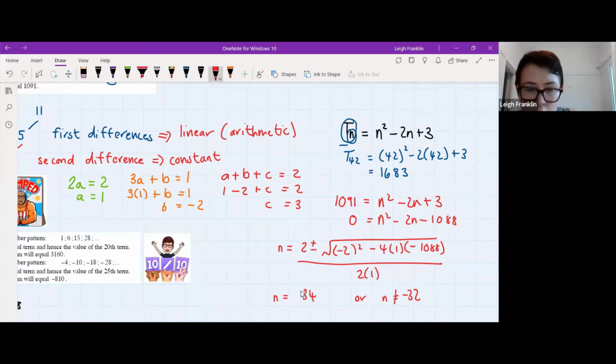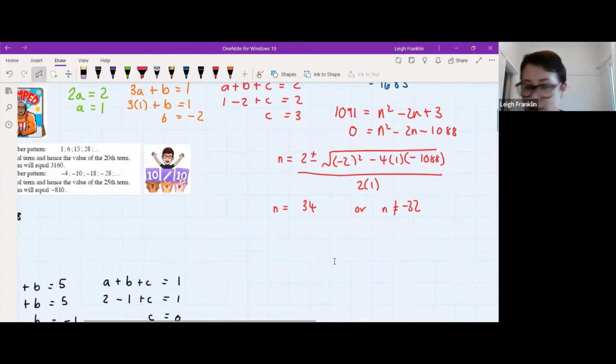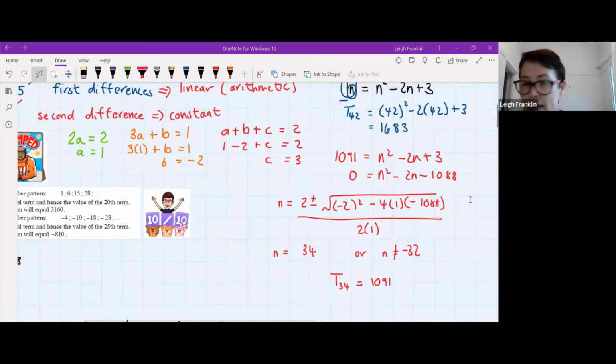No, definitely not. Any number where you get a value for n that is negative, or a fraction, or a negative fraction, you're going to have to disregard. So what we've managed to calculate here, Matrix, is that term 34 is 1091. Very important: if you are subbing into the quadratic formula, you must show this line. You also have to show the line where you accept the 34 and reject the minus 32.